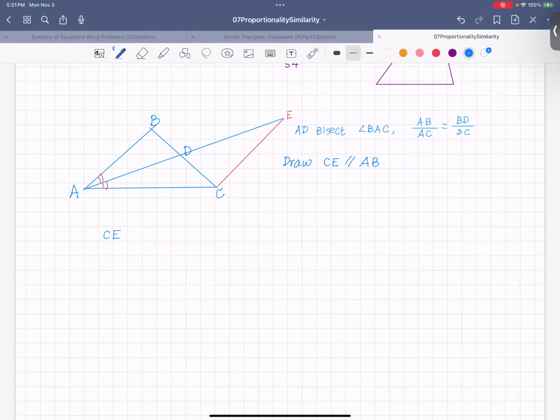You can say CE parallel to AB, and you can call this given. And when they are parallel, you will see which angle is congruent to which angle. Angle BAD is congruent to angle E. Because what? Isn't it the alternate interior angles? Yes, alternate.